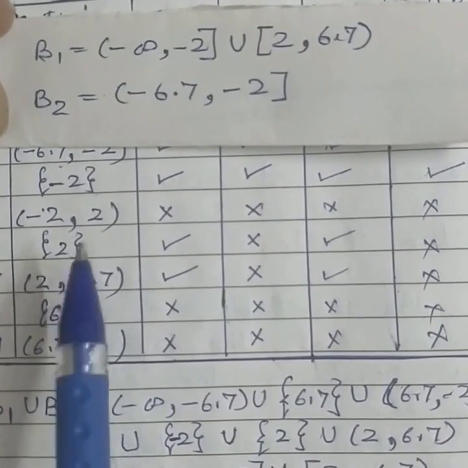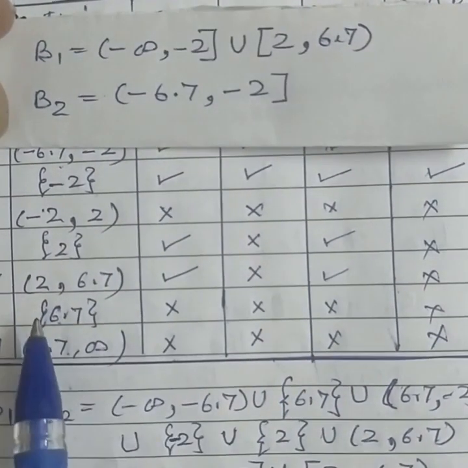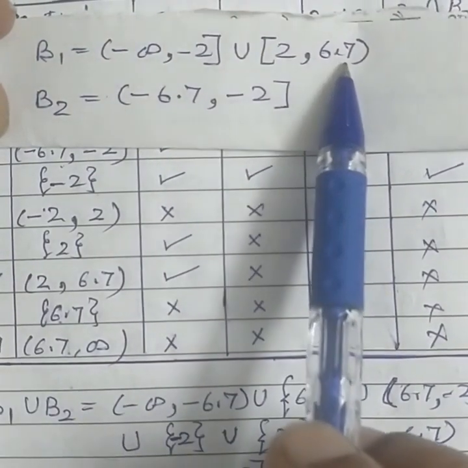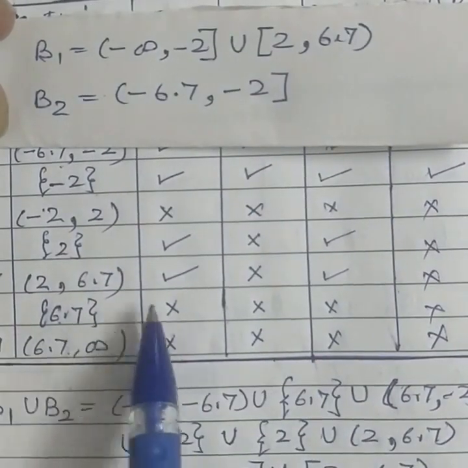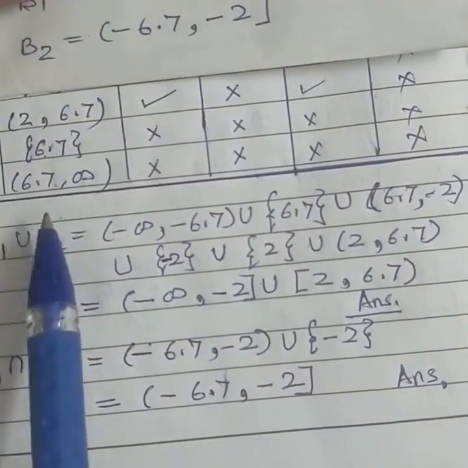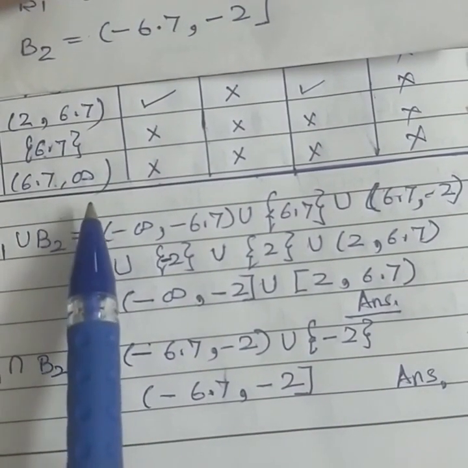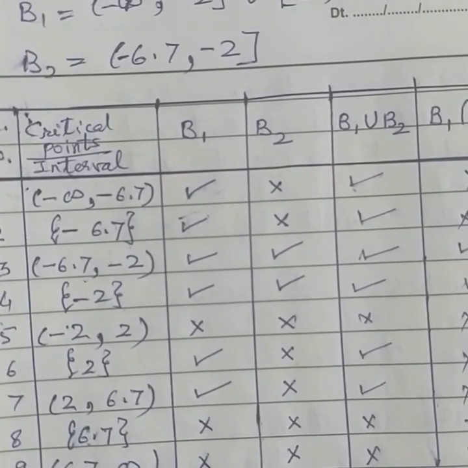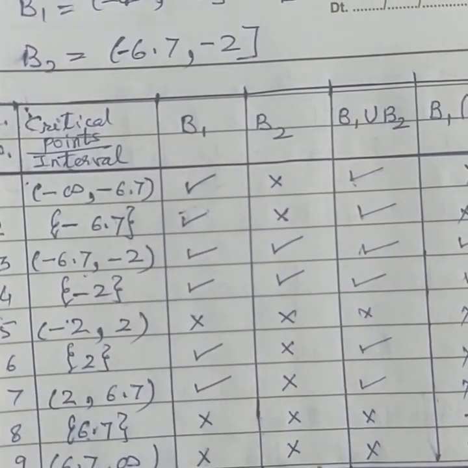The point 2 is the element of the set. The interval between 2 and 6.7 is the element of the set. The point 6.7 is not the element of the set. The interval between 6.7 and infinity is not the element of the set. In a similar manner, set B2 has also been shown in tabular form.